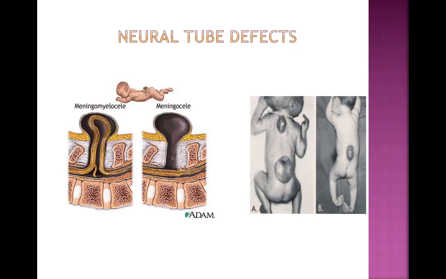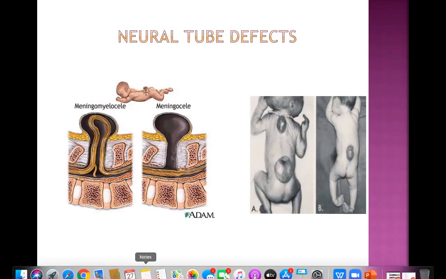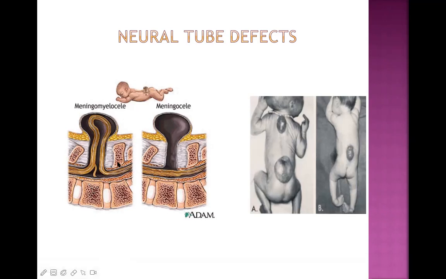Meningo is the term for meninges. Myelo is the term for spinal cord, and cele is a cyst formation there. That cyst formation is because of herniation of the content outside, because of the defect in the vertebra. Meningocele: the spinal cord is at its own place. It has not gone outside. Only the meninges is going outside as a bulge. So meningocele.